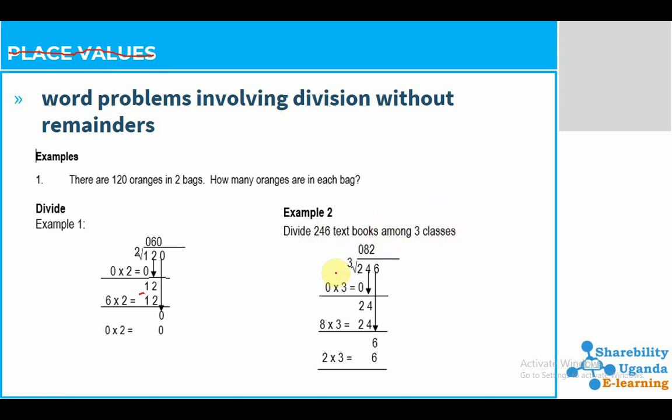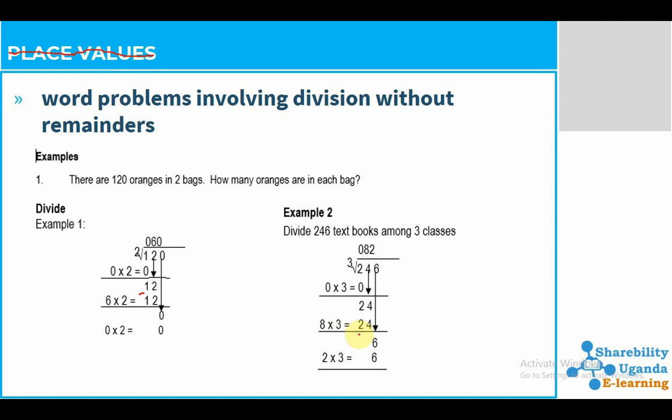Alright, so here we arrange it that way. We say 2 divided by 3 is impossible, so you write a 0, and you come to the next one. We say 24 divided by 3, the answer is 8. What is 8 times 3? The answer is 24.